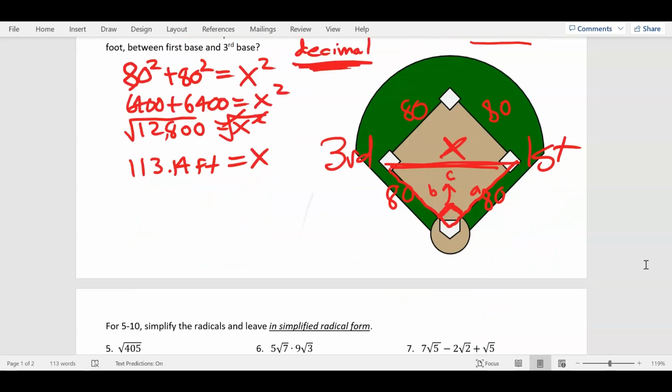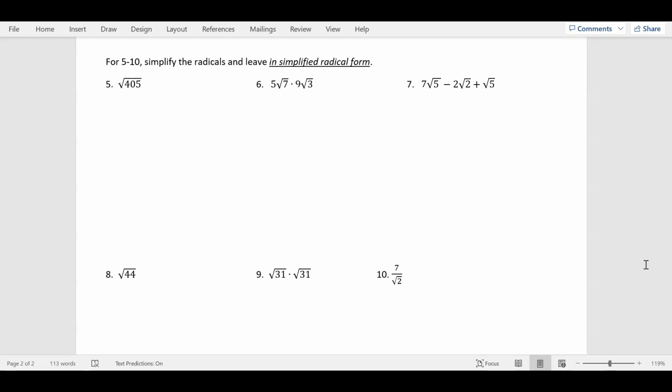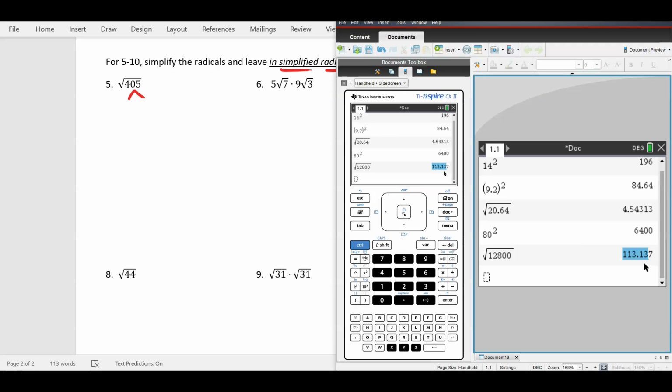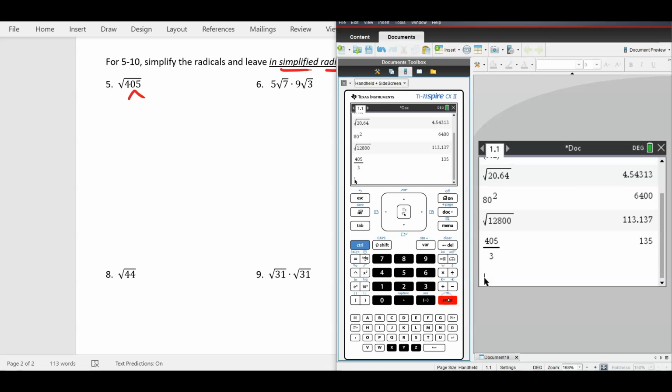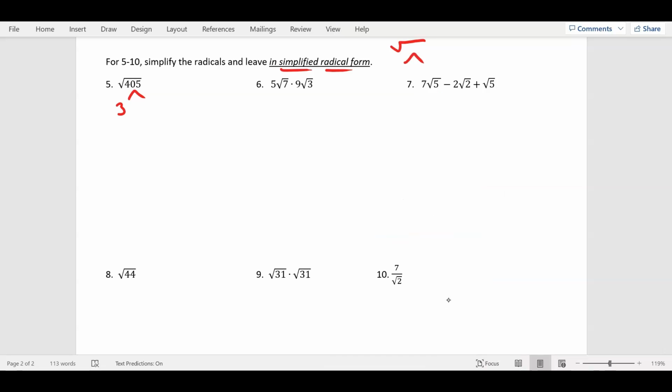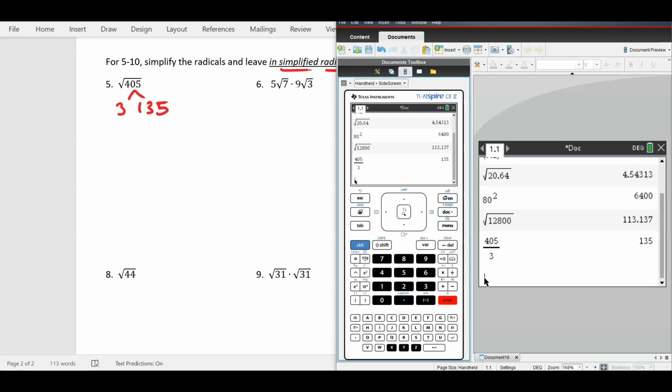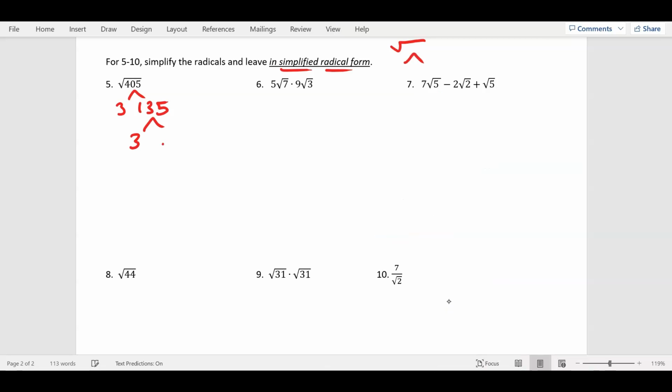Okay. Now, on the back, the first one tells you to do simplified radical form. Again, simplified radical form is when you break down your square root. So let's break it down. 405 is not even. 2 is not going to work. Let's try 3. Is 405 divisible by 3? It is. 3 times 135. Okay, let's try 135. Let's try to divide that by 3. Hey, that works too. 3 times 45.